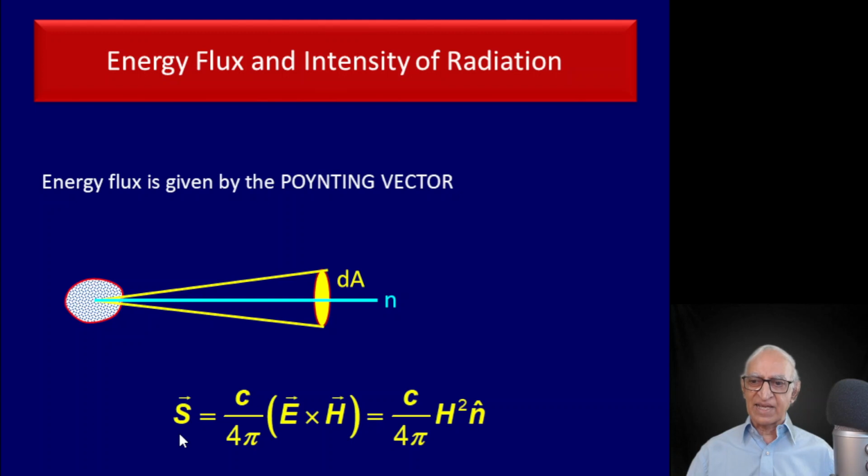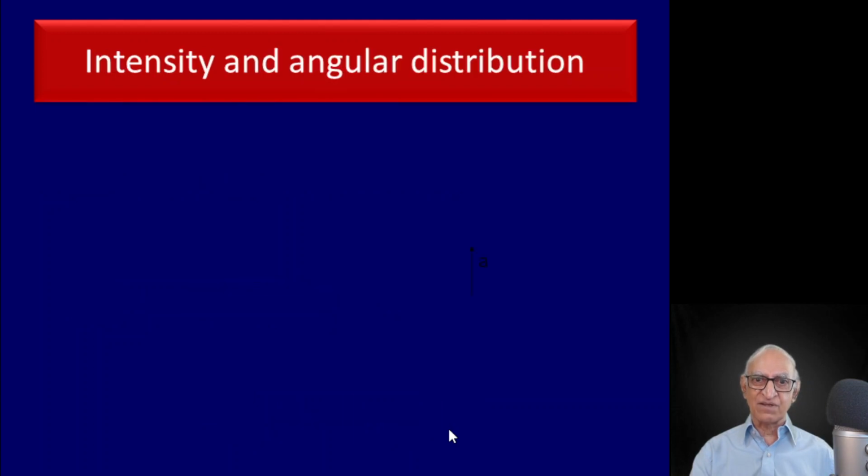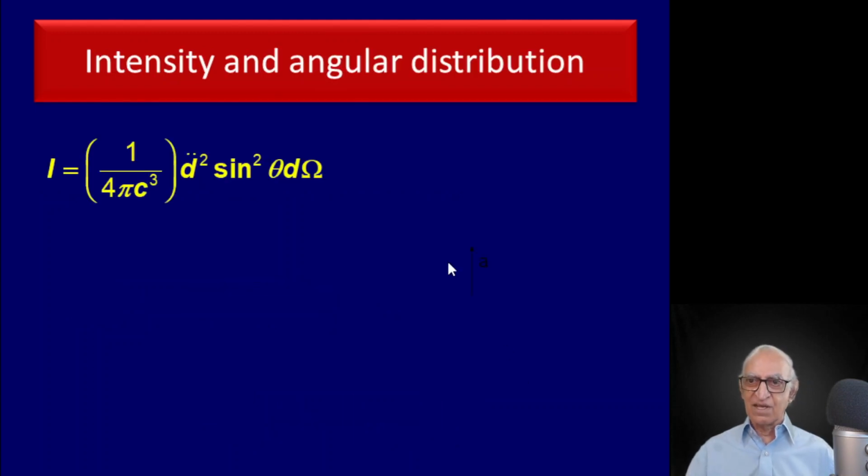Please remember, the energy flux is proportional to E cross H, or proportional to H squared or E squared. H and E themselves were proportional to D double dot. Therefore, the square of the magnetic field or the square of the electric field will be proportional to D double dot whole squared. Okay? D double dot whole squared.